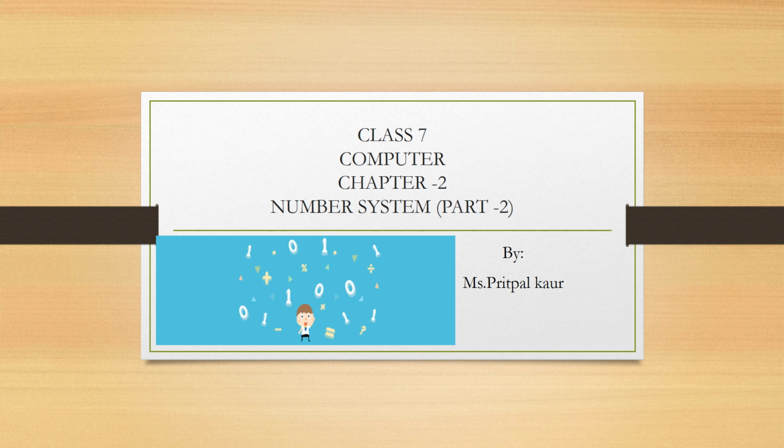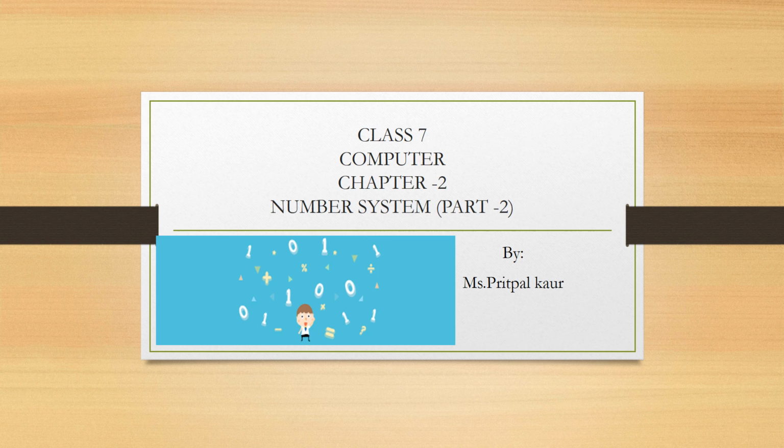This topic is taken from the class 7th computer book. This chapter is divided into two parts. The first part, or the first video, will help you to understand the concept of number system and its various types like binary number system, decimal number system, octal number system and hexadecimal number system.